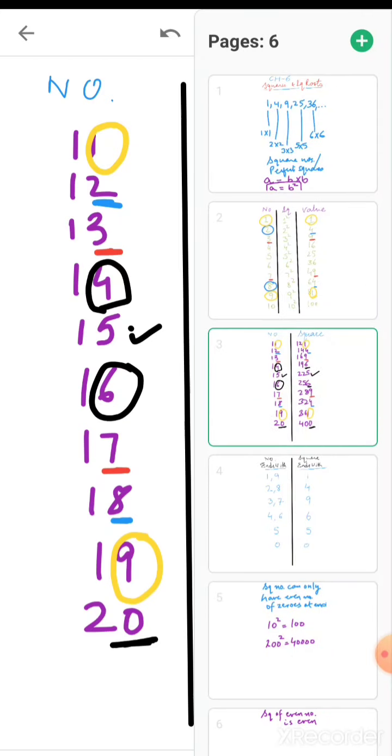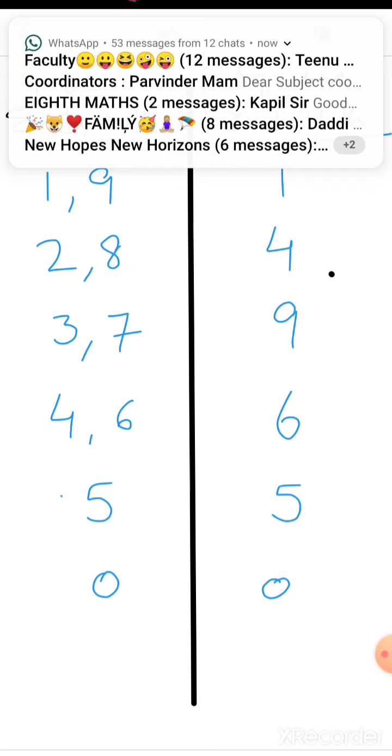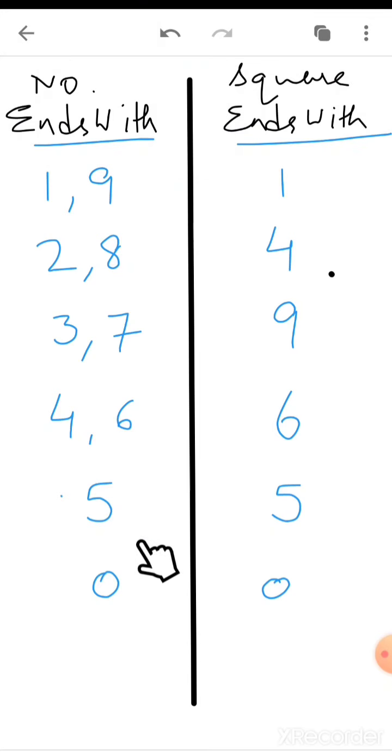Coming to next. So this we have discussed just now. If a number ends with 1 or 9, the square ends with 1. If it ends with 2 or 8, the square will end with 4. If a number ends with 3 or 7, the square ends with 9. If it ends with 4 or 6, the square ends with 6. If a number ends with 5, the square ends with 5, and 0 and 0.